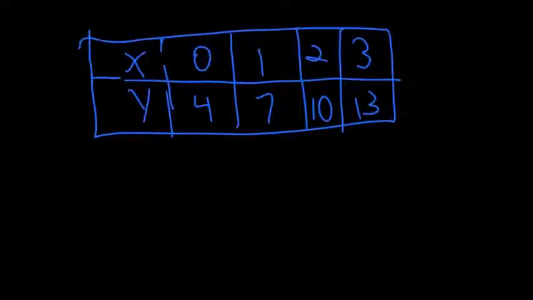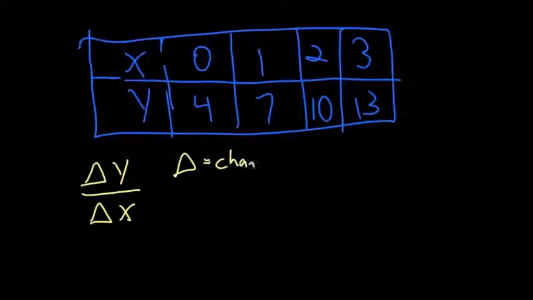Alright, so let's start writing function rules from tables. And what you need to know about writing function rules from tables is this right here. Change in y over change in x. The little triangle symbol means change. So we have to find how much this is changing for each one of these.